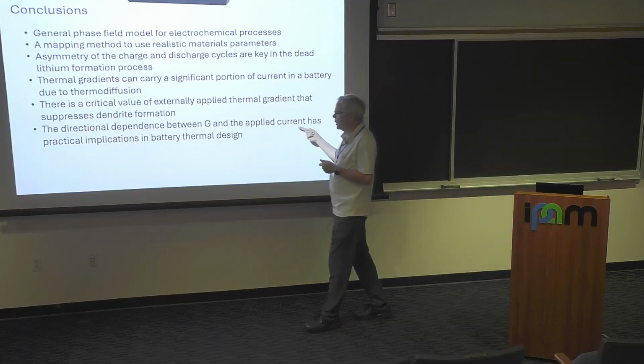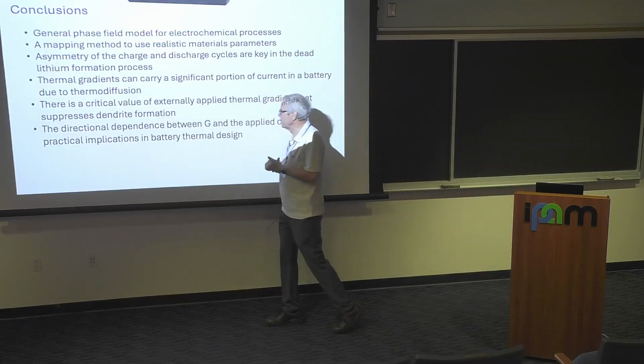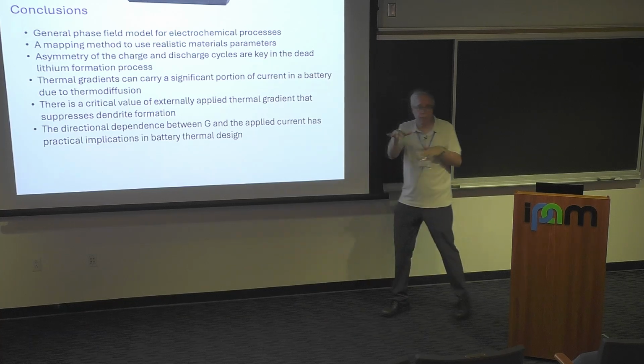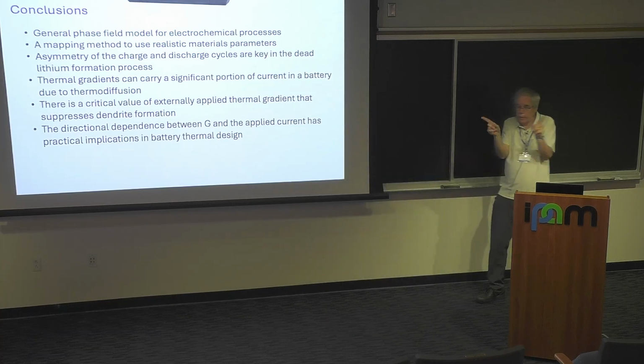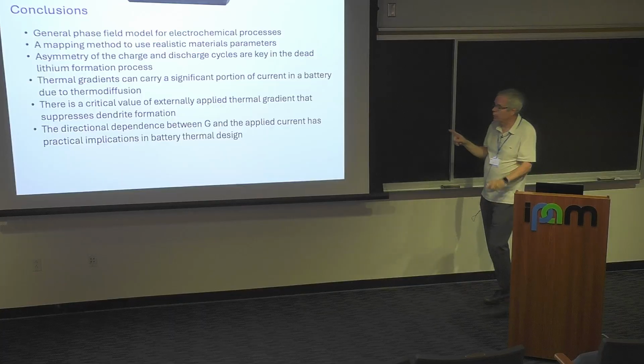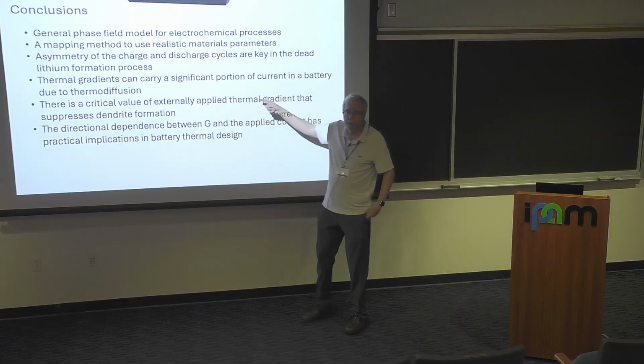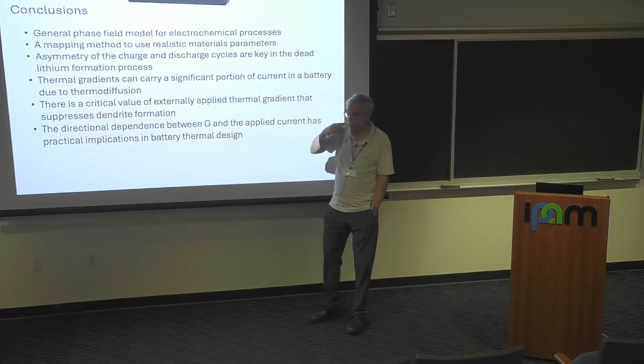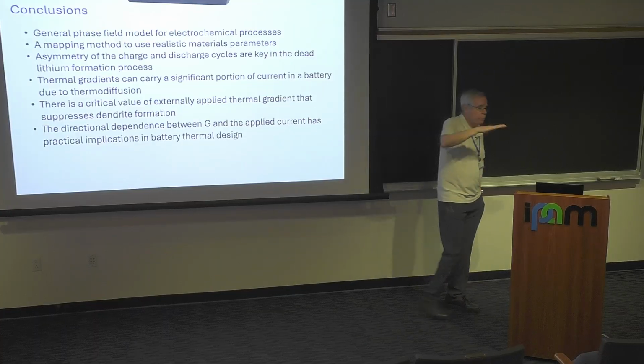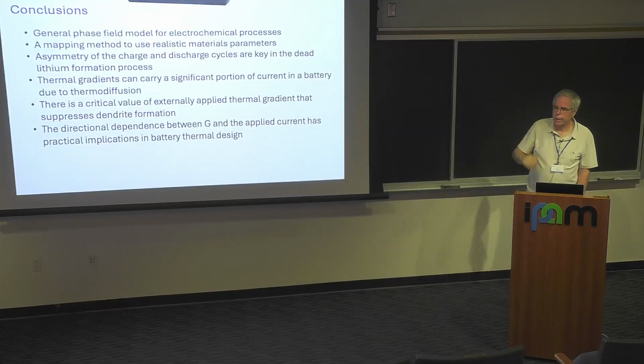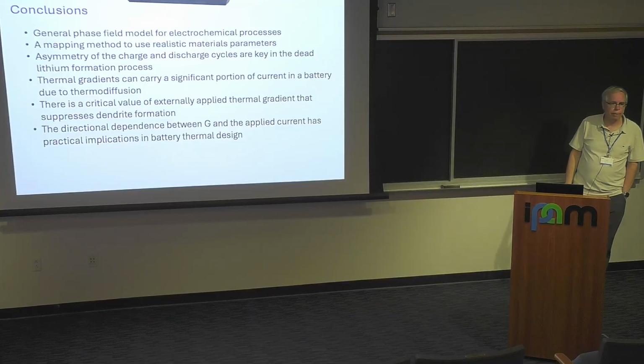And from an applied battery design standpoint, what it says is that the thermal management of the system, the directions of the heat flow, the temperature gradients affect the stability of interfaces and whether or not you get dendrites. And so that can be part of the battery design process on the scale that Elena talked about earlier today.